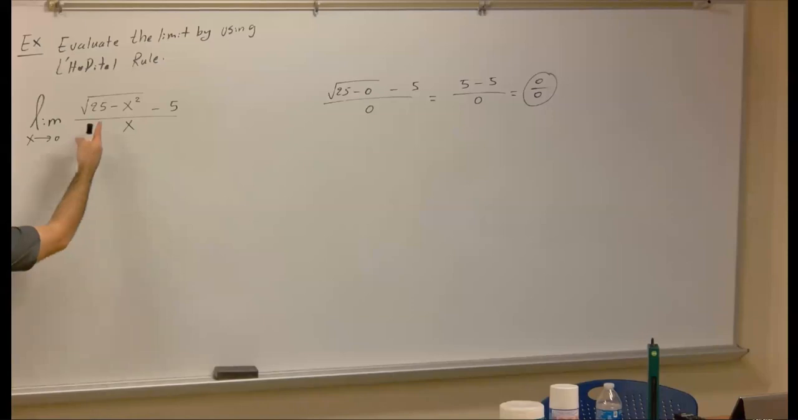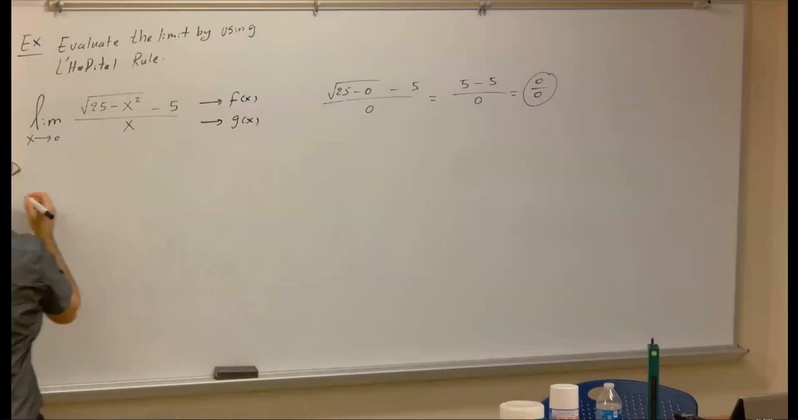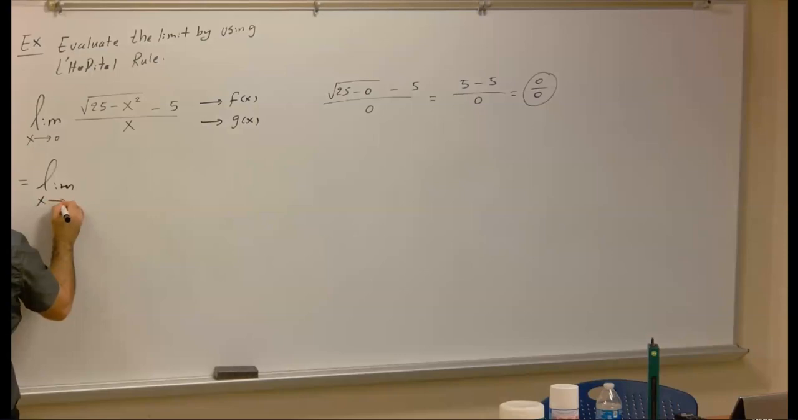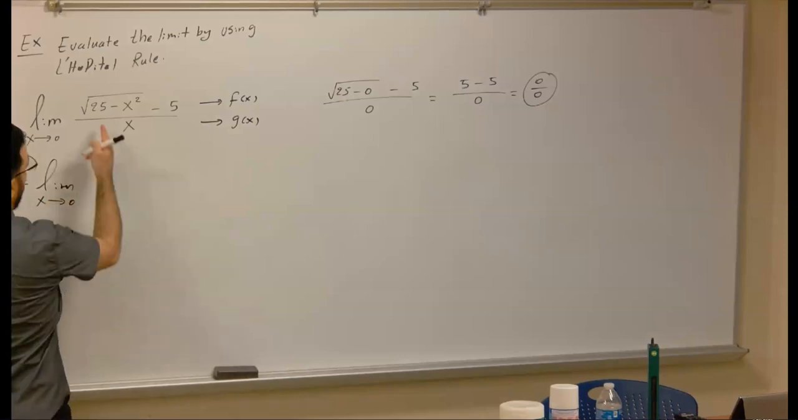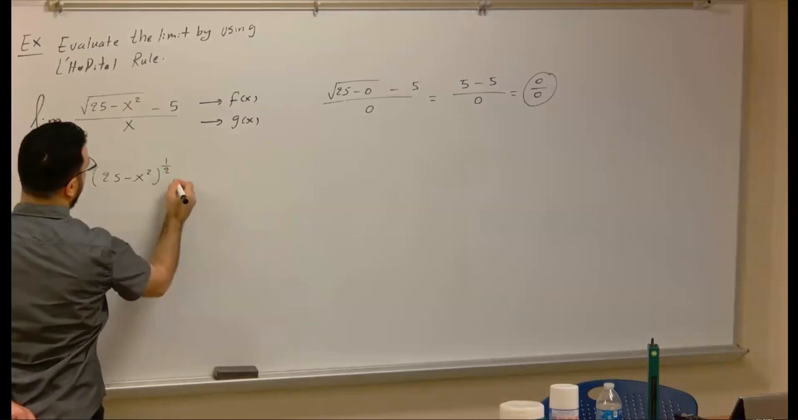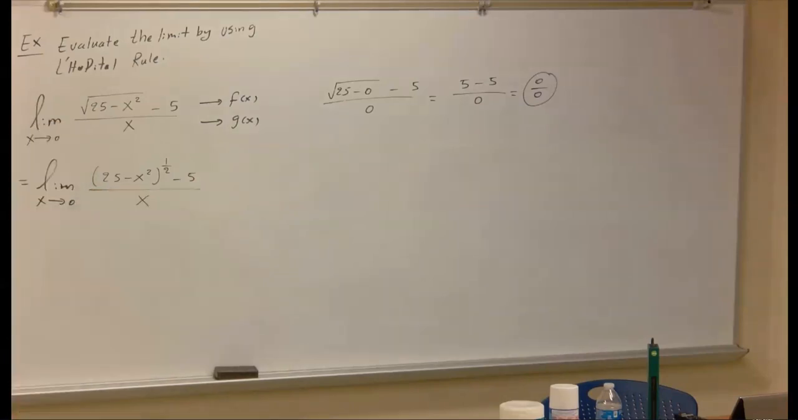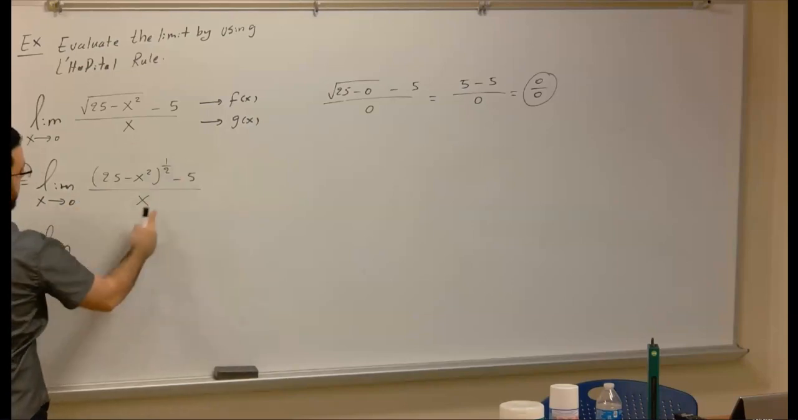This is f of x, and this is g of x. I'm going to find the derivative. That means it's the limit when x approaches 0. Before, I can convert this one to 25 minus x squared to the half, minus 5, over x. Then I'm going to find the derivative, because here is a square root. Find the derivative for f of x. It's the same thing, the limit when x approaches 0. I'm going to use L'Hopital's rule here.